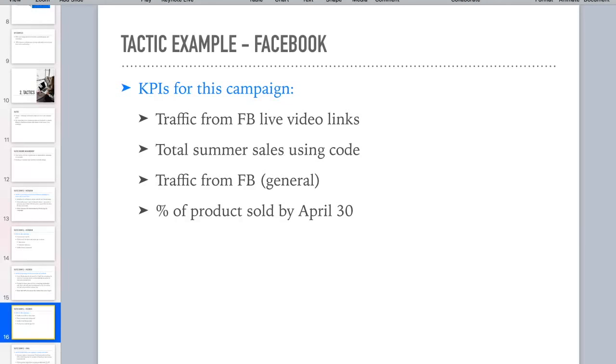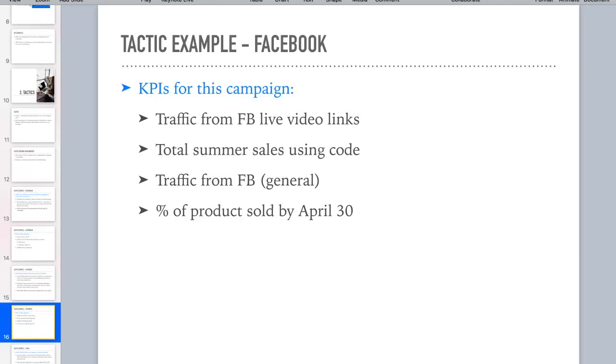How many sales have been made using these codes? So that's where the total summer sales using the code is very important. That also helps us determine the conversion of people coming from this video. And that's, once again, a very key measurement in telling us how successful this tactic was at driving conversions.